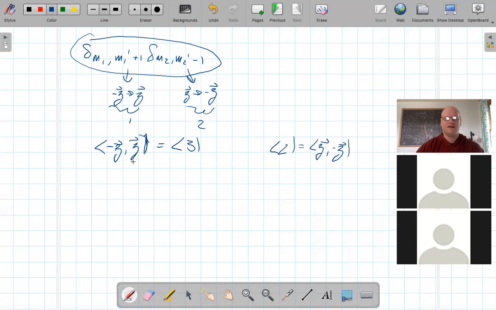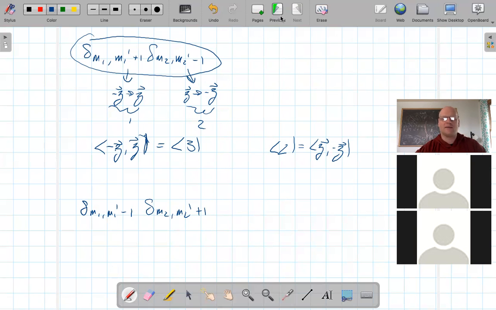Okay. Simultaneously, the other term, which is delta m1 prime minus 1 times delta m2 prime plus 1, is exactly these 2 states, just in the opposite order. Right. So basically these 2 states correspond to the same thing, which means the only off-diagonal terms that we can have are between the 3 and the 2 states. Right? Everything else has to be 0.